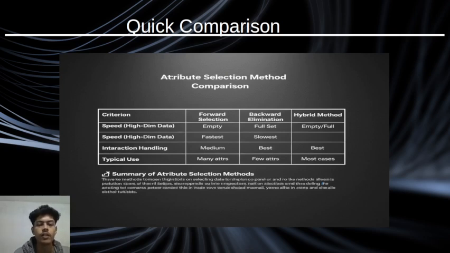This is a comparison between these criteria. For speed, we use forward selection as empty start, backward elimination as full set, and hybrid method as full or empty set, because hybrid can be of both types. For interaction handling, forward selection is medium, backward is best, and hybrid is best. For typical use, forward selection is for many attributes, backward elimination for few attributes, and hybrid method for most cases.